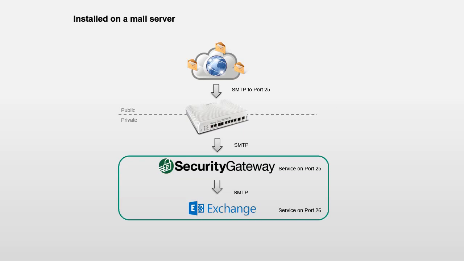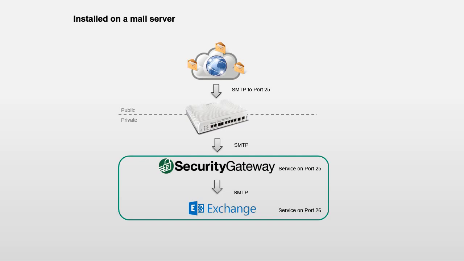But it is possible to install Security Gateway on the mail server itself. But when you do it this way, you'll have to think ahead about what port you want to run Security Gateway on. So in an ideal situation, mail arrives into your network on port 25 and reaches Security Gateway on port 25. And then in this situation, in the example I'm showing here, because they're installed on the same machine, the mail server is configured to use port 26 as the SMTP port.